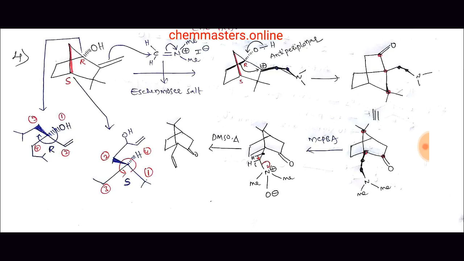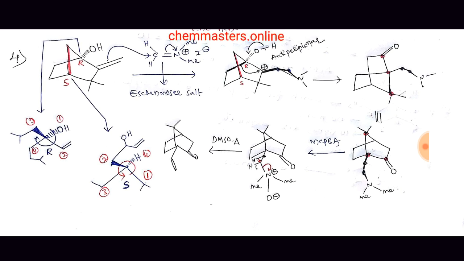But if the fourth or least priority group is above the plane of the substrate, or towards us, then we need to give the opposite notation. That means if we get S notation, we give R, and if we get R notation, we give S. After giving R and S notations, then look at the salt.